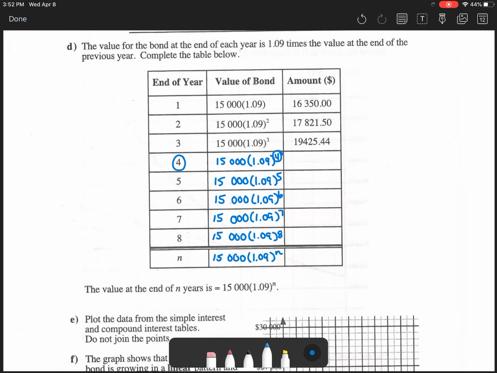Now, when I do these calculations, what you have to be really careful of is, for example, when I do my calculation for year 4, I want to do the 1.09 to the exponent of 4 first, take that value, and then multiply it by 15,000. Do not multiply the 15,000 by 1.09 first and then raise it to the exponent of 4. Why we don't do that is because that exponent of 4 only belongs to the 1.09. So again, 1.09 to the exponent of 4 first, then take that value and multiply by 15,000.